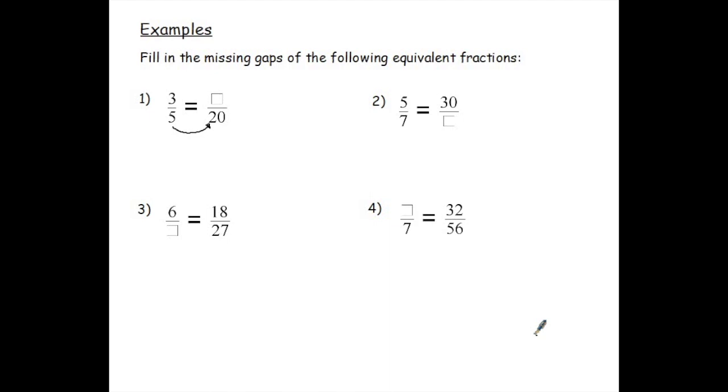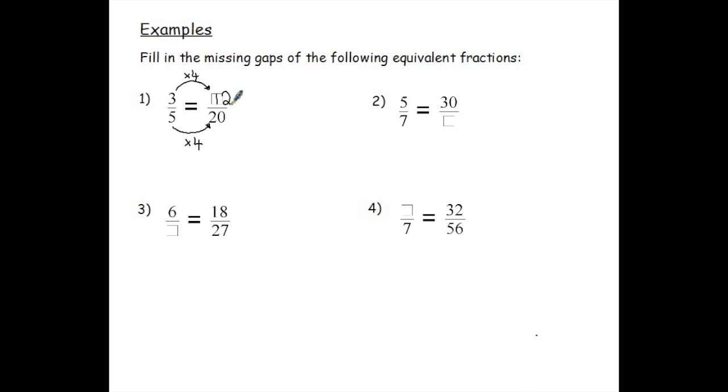So 5 to 20, what has happened? You have to times or divide. 5 times 4 gives us 20. Because you've timesed the denominator by 4, you are going to have to times the numerator by 4 as well, because you have to keep this question equal. So 3 times 4 gives us 12. You put a 12 in the gap. So 3/5 is equivalent to 12 over 20.